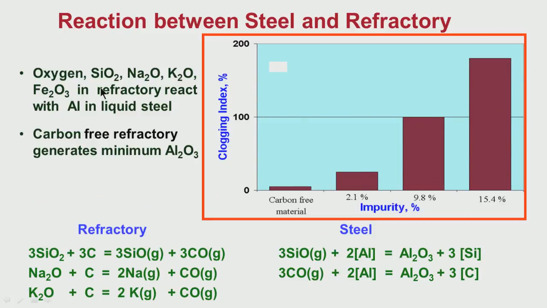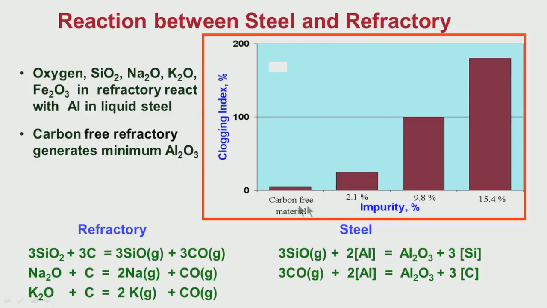So, the refractory material should be as free as possible from SiO2, sodium oxide, potassium oxide, iron oxide and carbon. I have shown here that if you have a high amount of impurity in the refractory, the incidence of clogging, that means jamming of the refractory orifice, will increase. So, we have to be very careful.